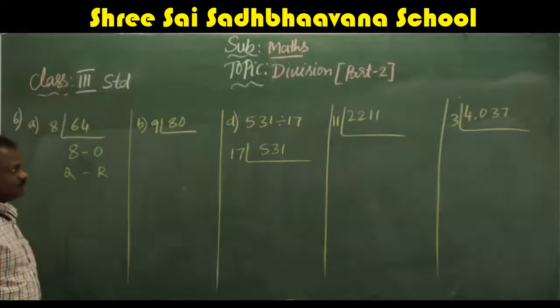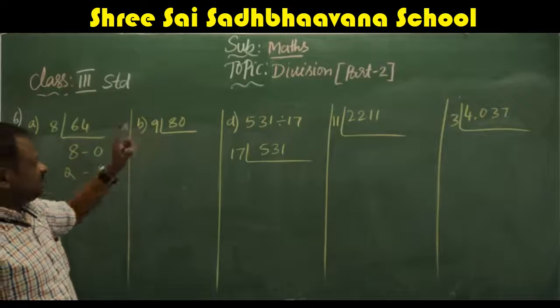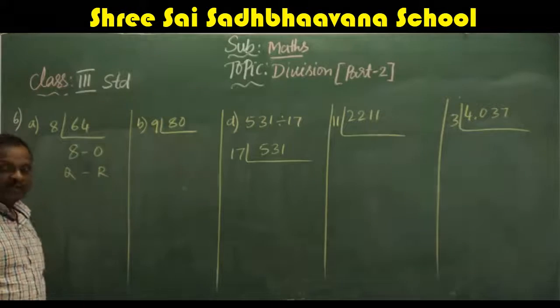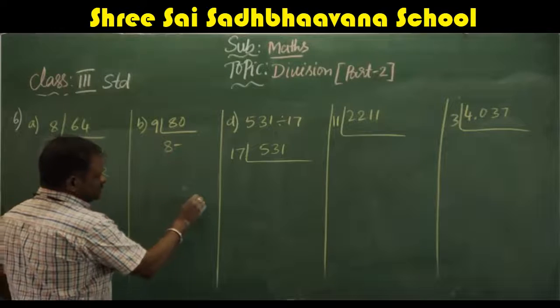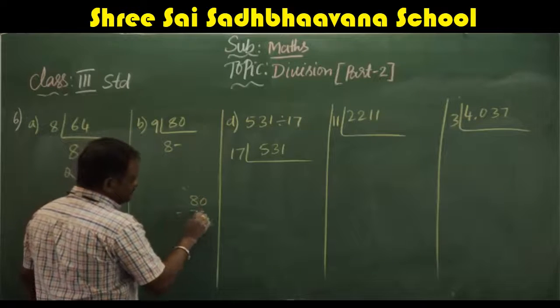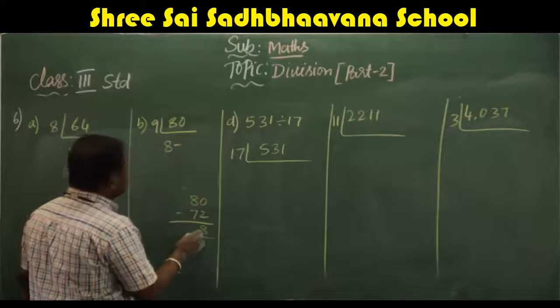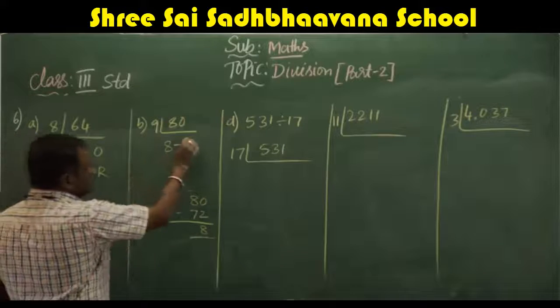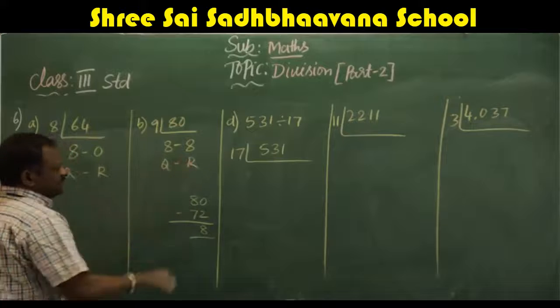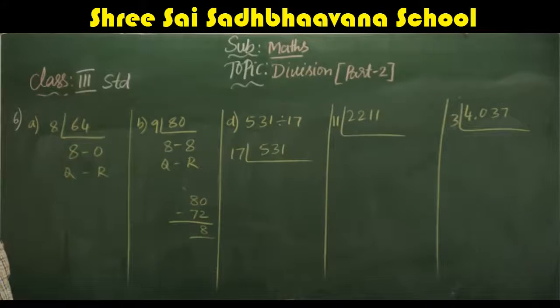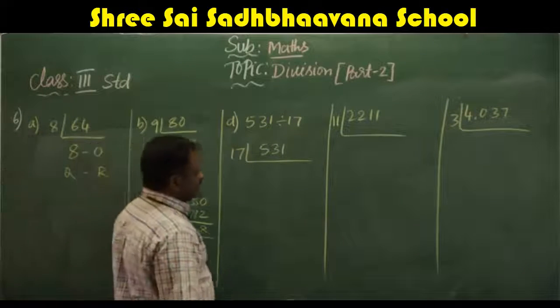So you get quotient 8, remainder 0. Next, 80 divided by 9. 9 8s are 72. So 80 minus 72, you will get 8 here. This is lesser than 9, so this is the quotient and this is the remainder. From 17, you divide 531.